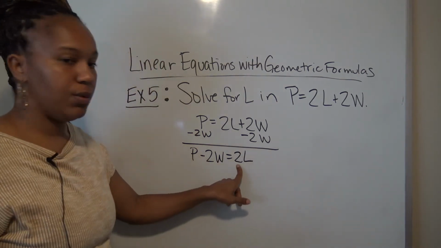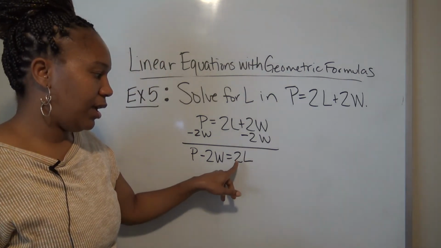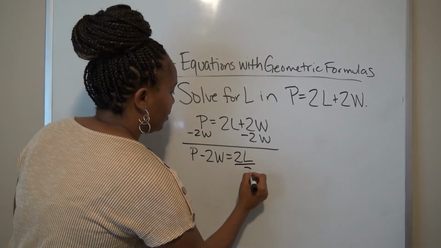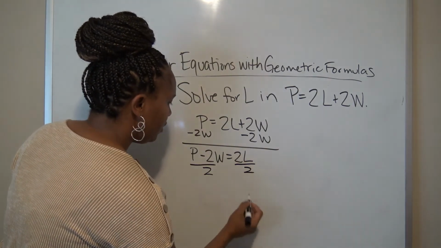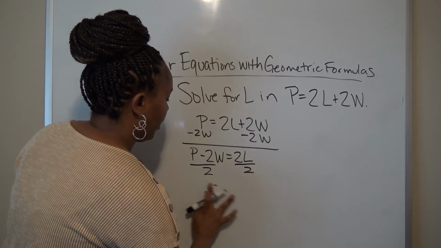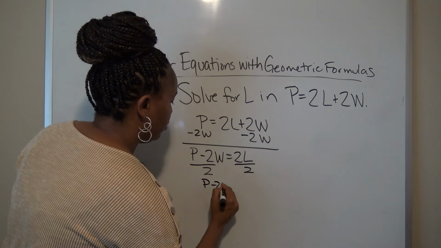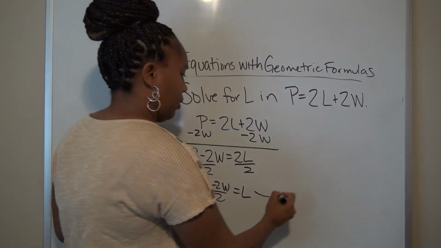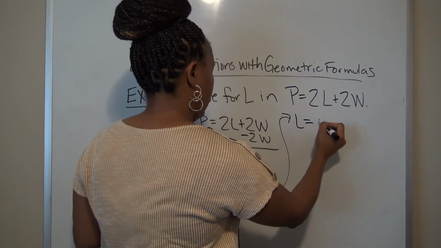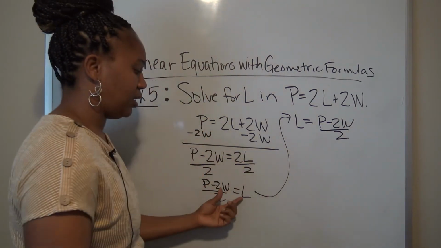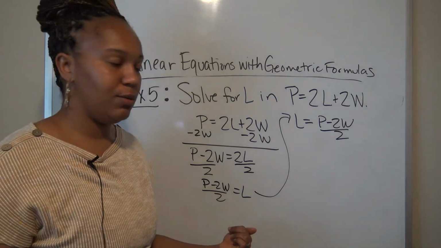So now I need to get rid of the 2. And that's 2 times L. So to get rid of multiplication, you would divide. So divide both sides by 2. So you end up getting L equals, and I'll write it like this: P minus 2W all over 2 equals L. So there's different ways you can write that. You can say L is equal to P minus 2W over 2, which is basically the same. I just switched the sides that it was written on.